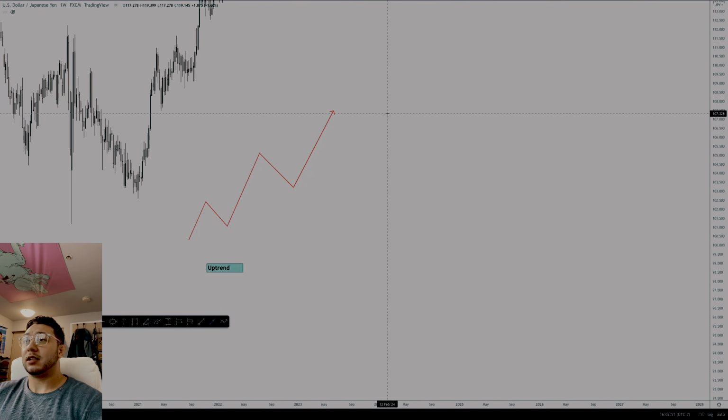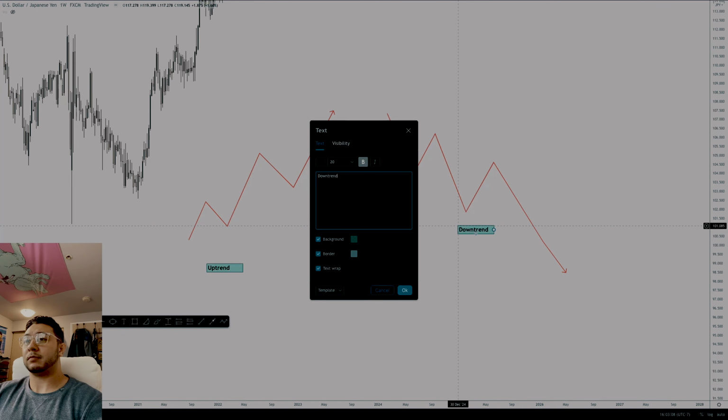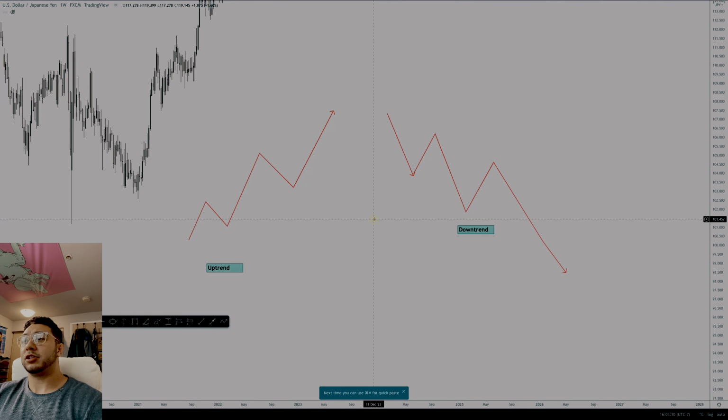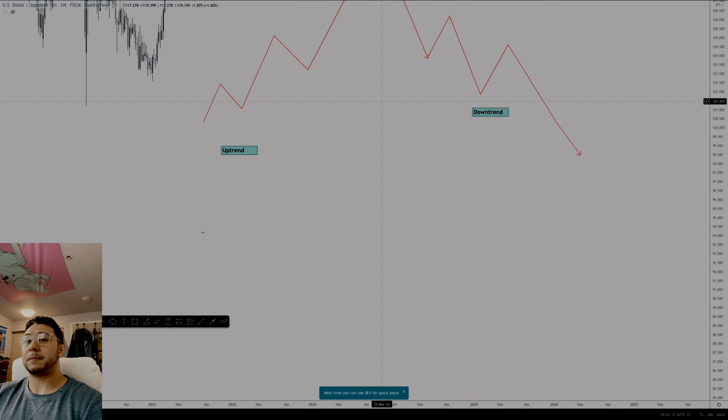Downtrend. Lower highs and lower lows. Lower high, lower low, lower high, lower low. Downtrend. Now there's two other situations you need to be aware of, right?